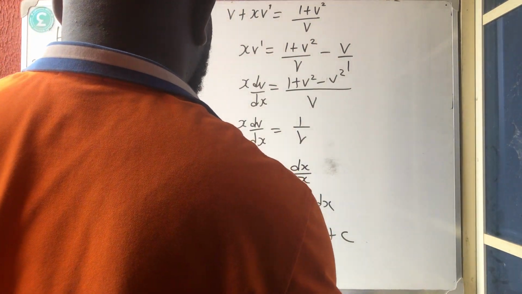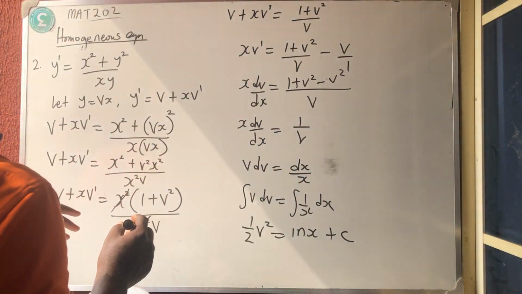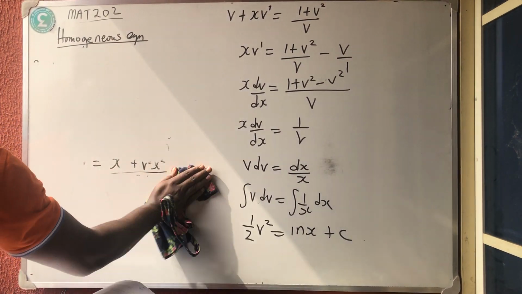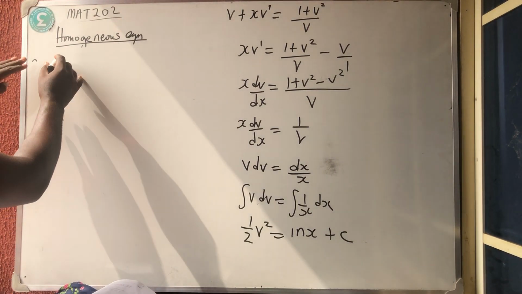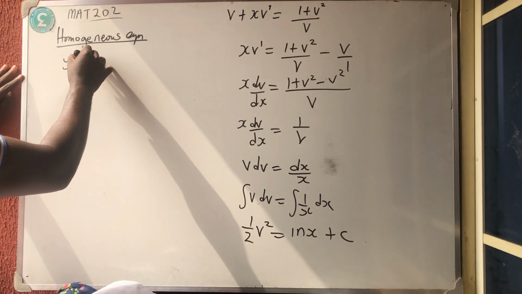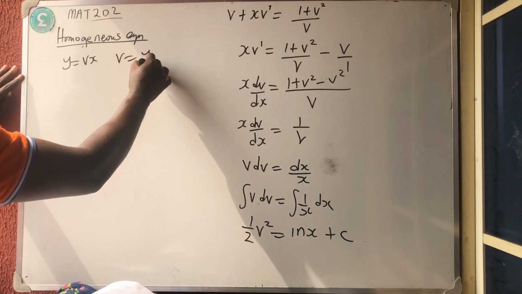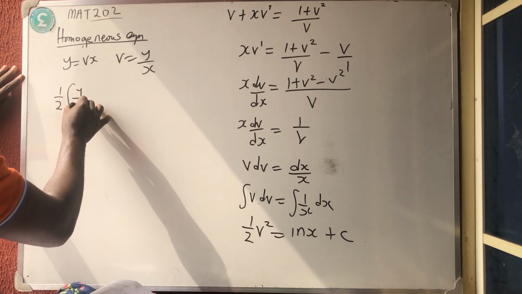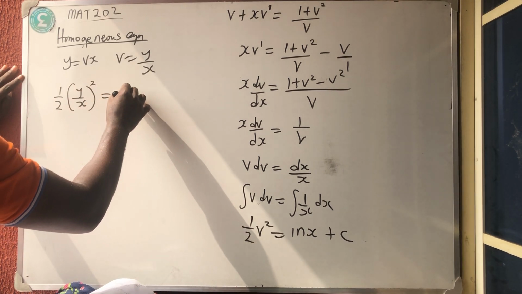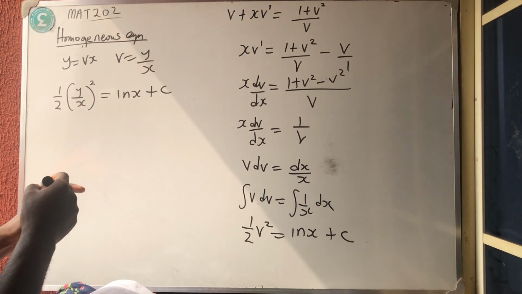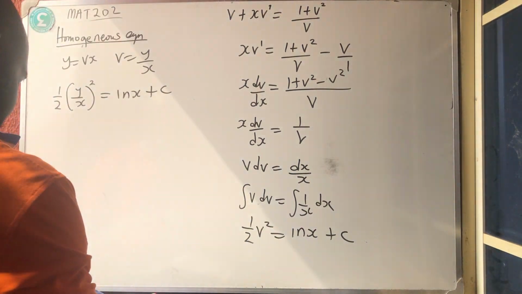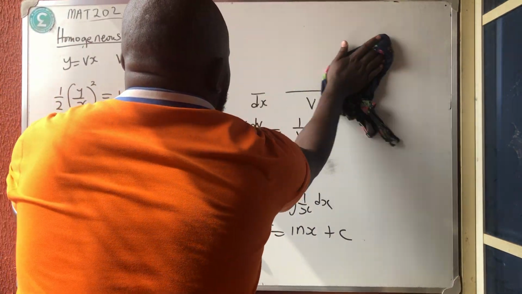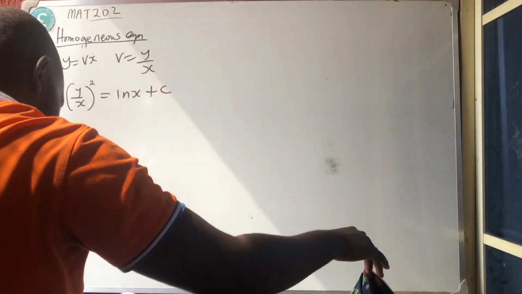So put back what is your v. Don't forget that we said that y is equal to vx. So v is equal to y over x. So therefore 1 over 2 bracket y over x all squared is equal to ln x plus a constant. So that is that for that. The next question. You see, it's very, very simple.